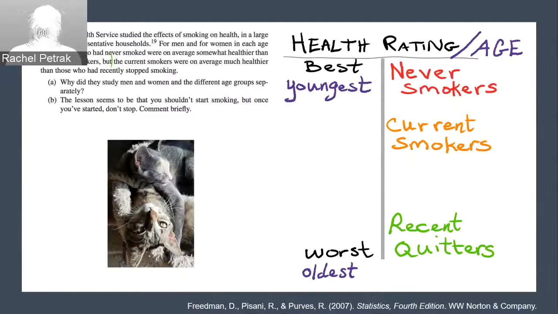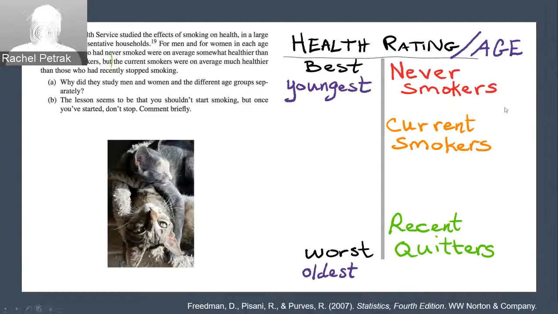So if we think about how they studied different age groups separately, we can remember that age is also associated with health, in that younger people have the best health as a group, and the oldest people have the worst health if you're looking at a group level. And so we can reconceive our health rating scale as also an age scale here. And you can see that then that corresponds in a really sensible way to our smoker groups as well. So let's think this through.